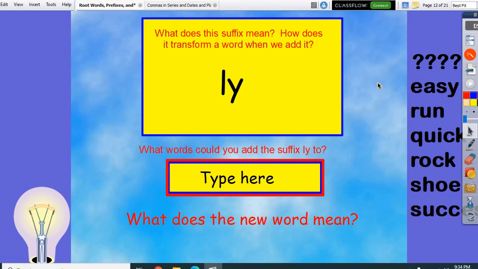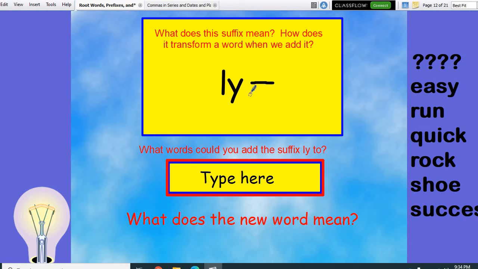Alright, and that brings us to the suffix LY. This is going to be the first suffix we're going to talk about this year. Alright, so the first thing we need to know is, what does LY mean? Because all of the prefixes and suffixes mean something, and when you stick it on a word, it makes it mean something different. So LY, when I stick it on a word, it means in a way. And I know that sounds a little bit confusing, but it's kind of like the way you are doing something.